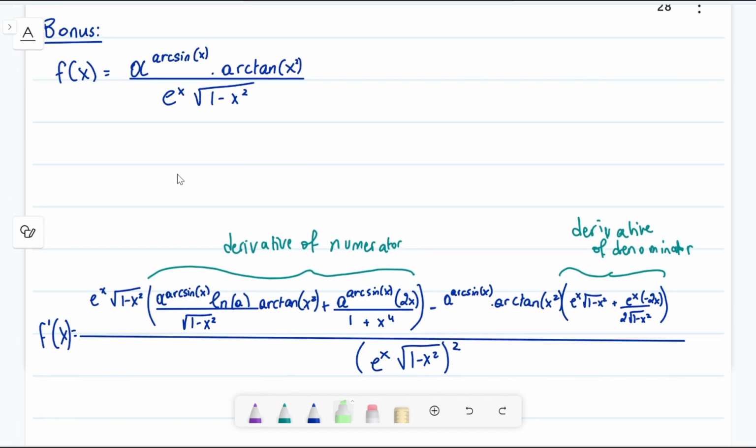This is f prime of x. Keep in mind that this is a quotient, a division, so we will use the quotient rule. We have here the denominator times the derivative of the numerator minus the numerator times the derivative of the denominator, divided by the denominator squared. And keep in mind that the numerator itself is a product, so to find its derivative, we have used the product rule in here. And the denominator as well is a product, so again, to find its derivative, we use the product rule as well.